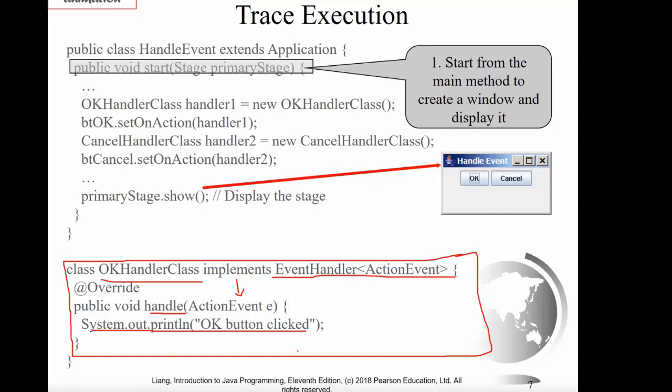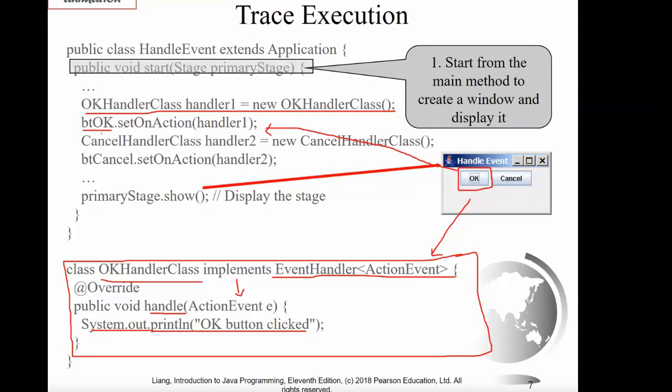Now, in the first 2 examples, the handler will be an inner class. Later, we'll see a simpler way. But now, how do things happen? Let us see this. OK handler class, new OK handler class. Now, the button: how to link it to the handler is one line. This is how to link it to the handler.